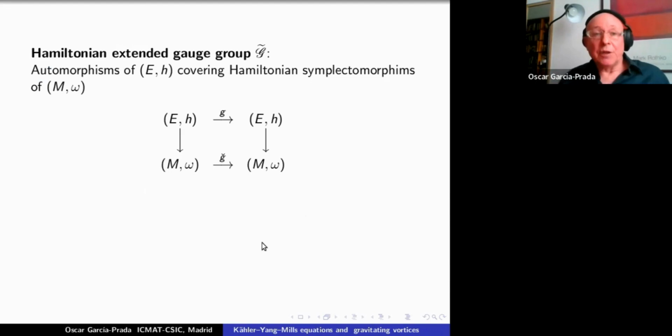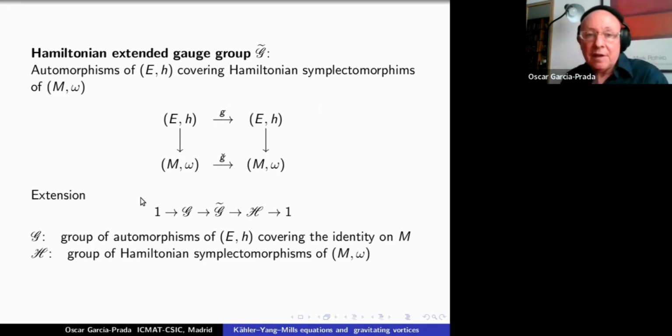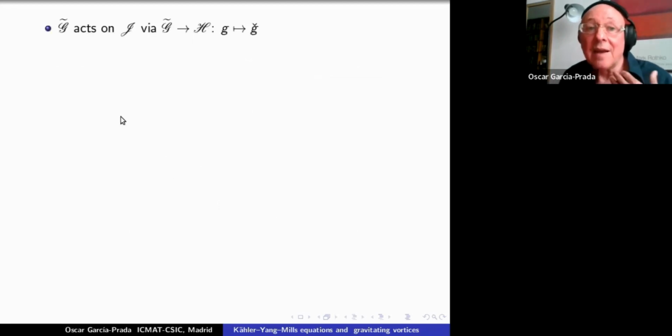Okay, so in our situation, we considered what we call the Hamiltonian extended gauge group. This is the group of automorphisms of the Hermitian vector bundle, but covering not just the identity, but any Hamiltonian symplectomorphism, meaning exactly that you have this commutative diagram here. And so this extended Hamiltonian gauge group is an extension of the usual unitary group by the group of Hamiltonian symplectomorphisms. Typically in gauge theory, one considers just the action of the usual unitary gauge group. But in many problems in physics, as well as in geometry, extended gauge groups play an important role.